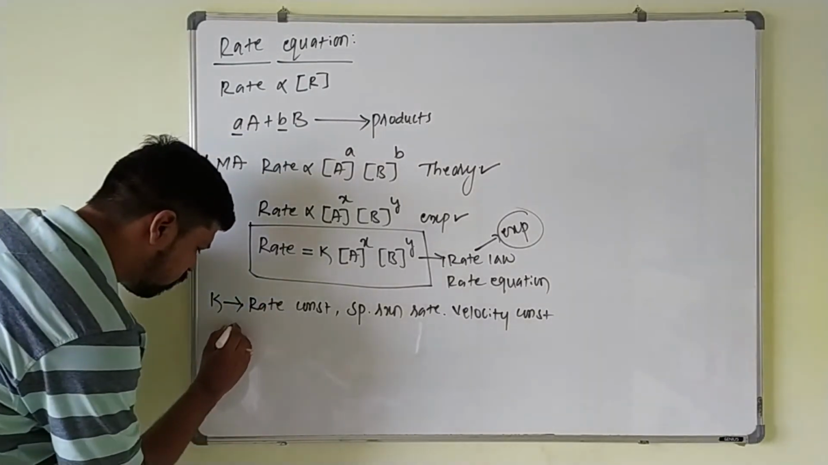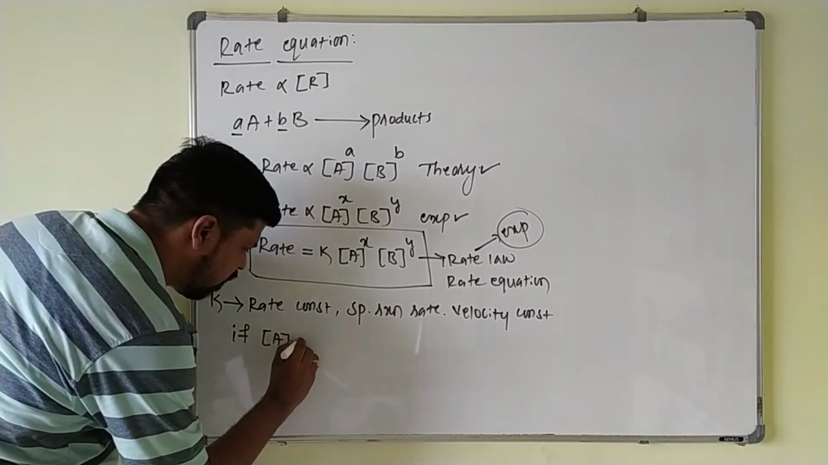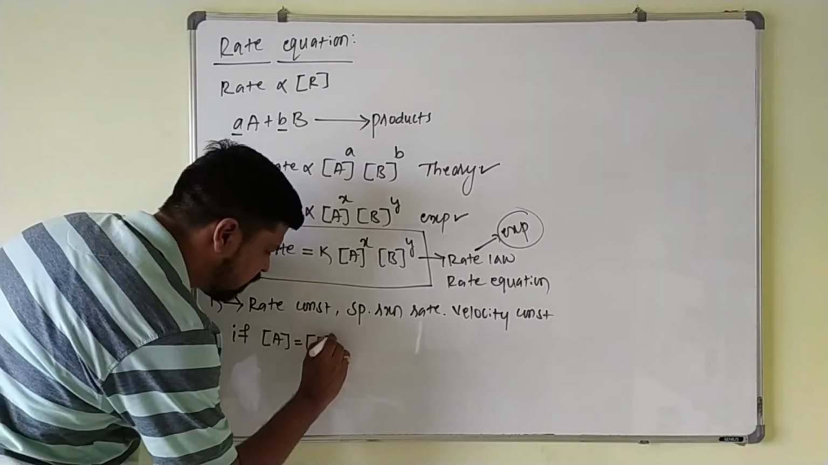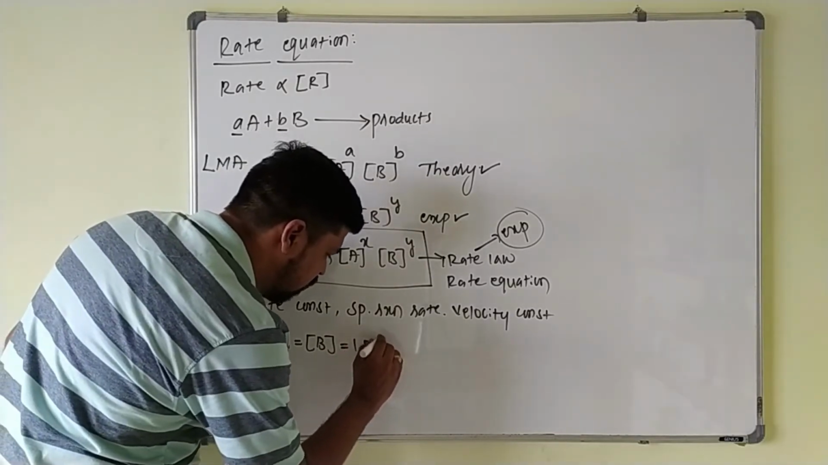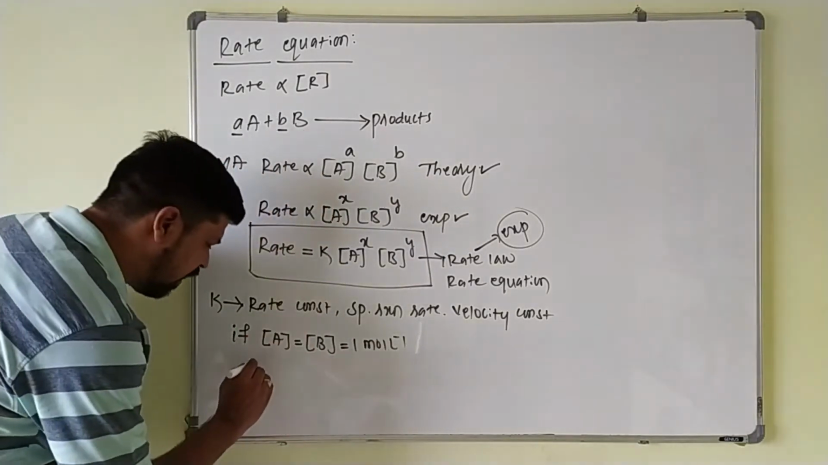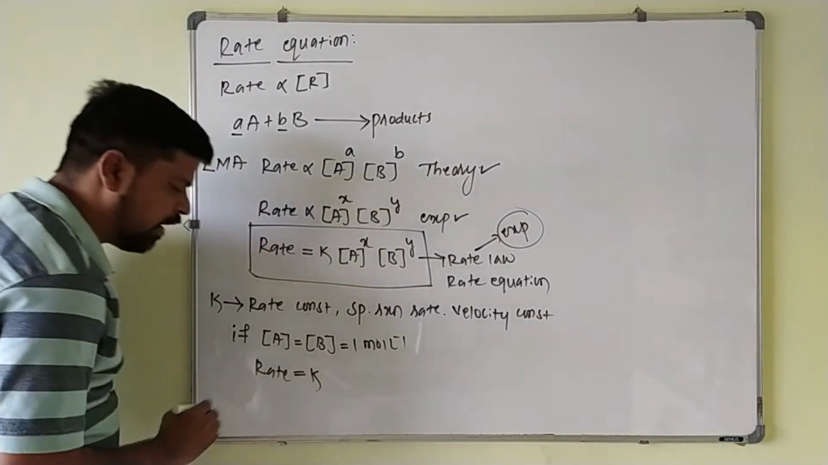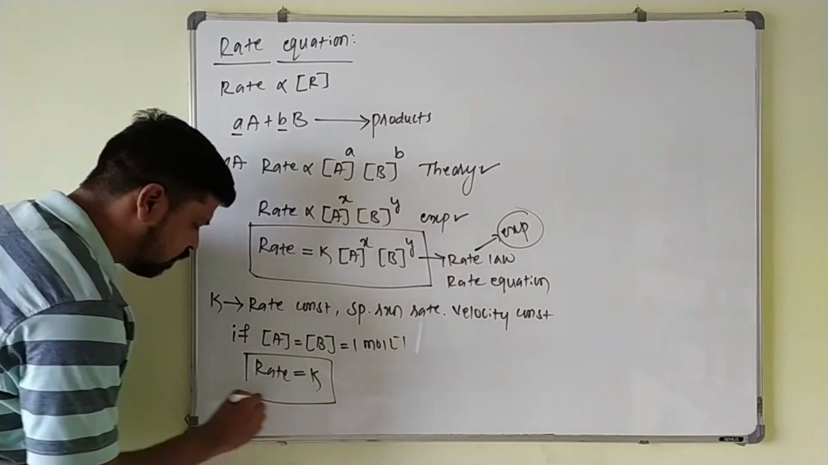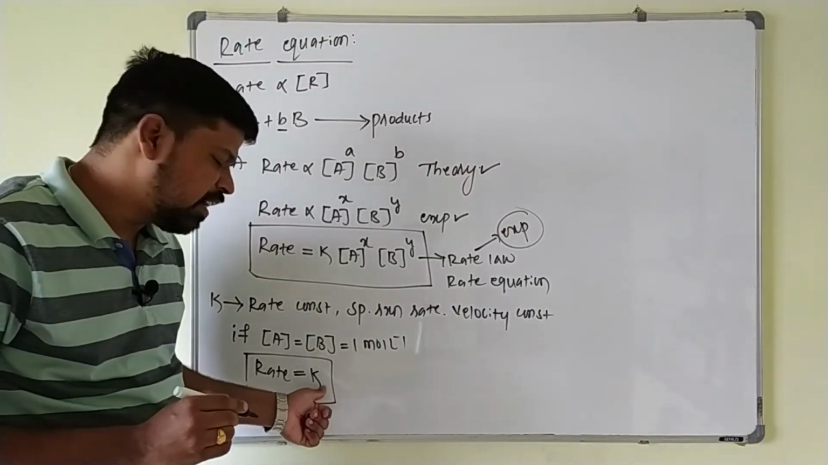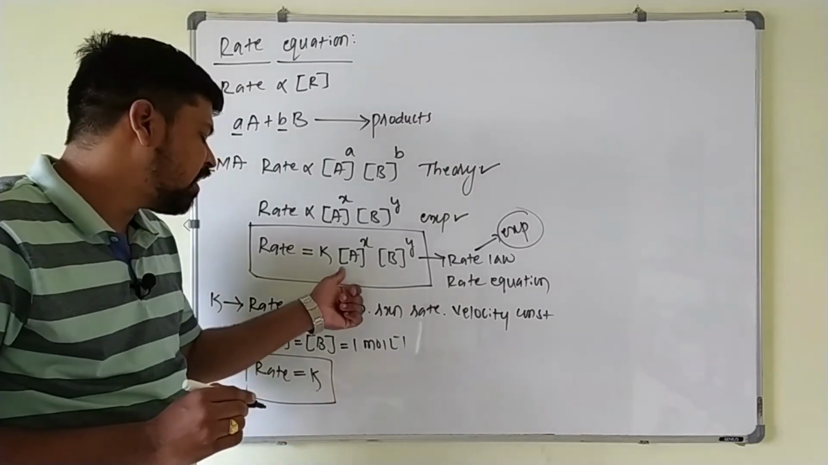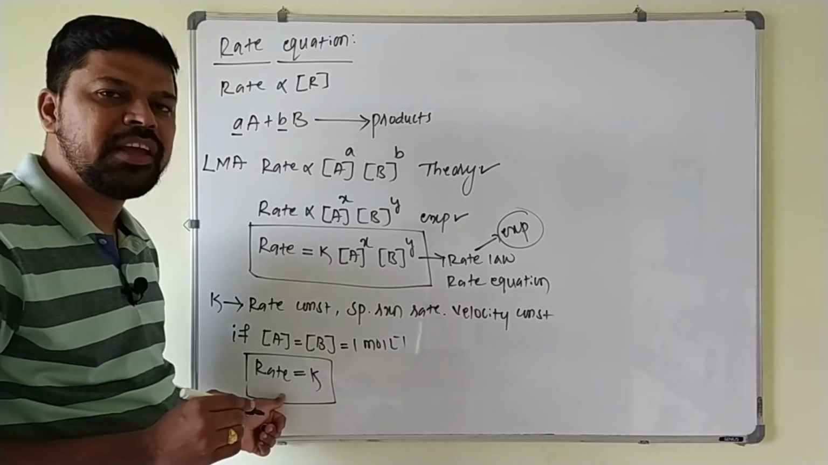If the molar concentration of A and the molar concentration of B are both taken as 1 mole per liter, then the rate of the reaction becomes equal to the rate constant K. So this rate constant is defined as the rate of the reaction when all the reacting species are at unit concentration; then these two become equal.